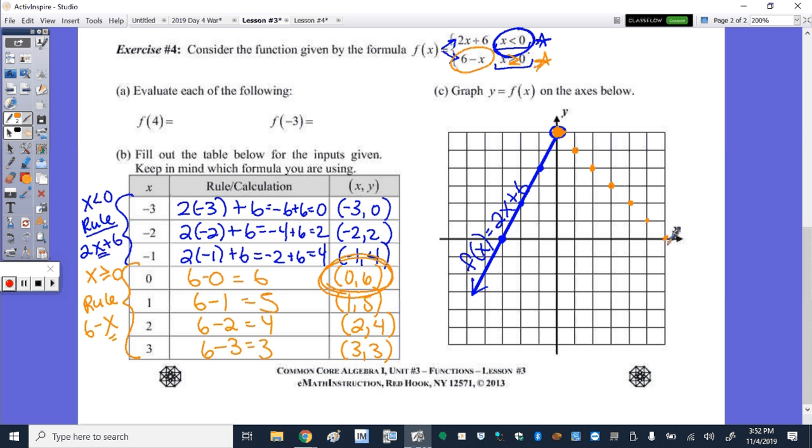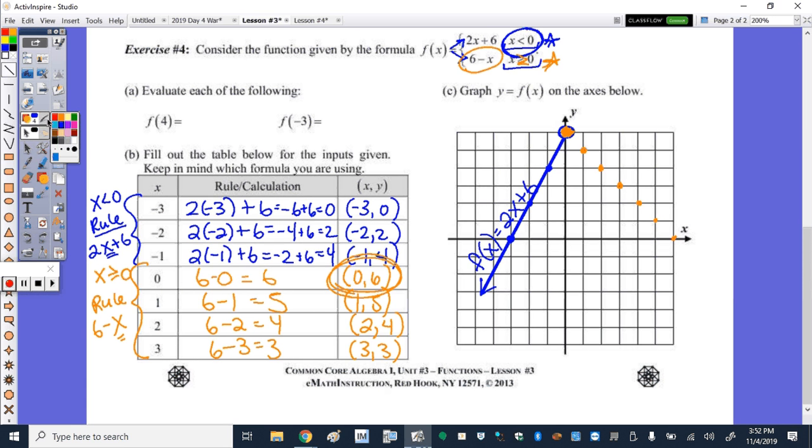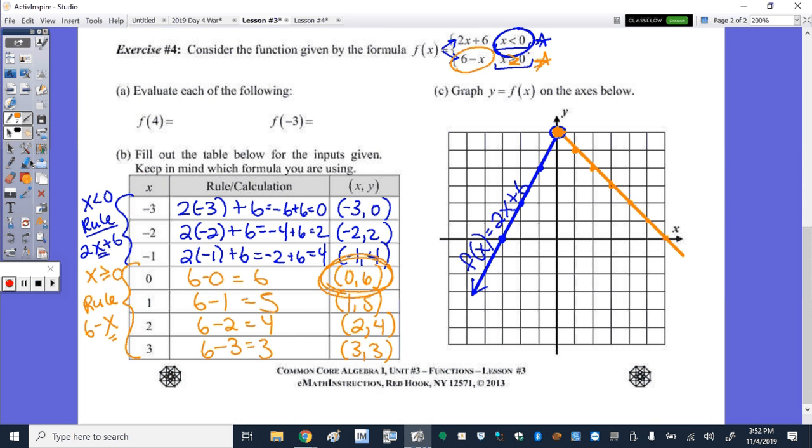And then I'm going to grab the line tool and connect those. So there are the two pieces. Notice it's not one straight line, but it's two half lines put together. Okay? So I just need to finish with an arrow and label f of x equals 6 minus x. Okay? Oh, I skipped one thing. Part A, which I guess is good because in doing the table, it makes A really easy.